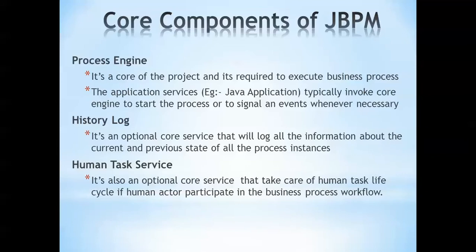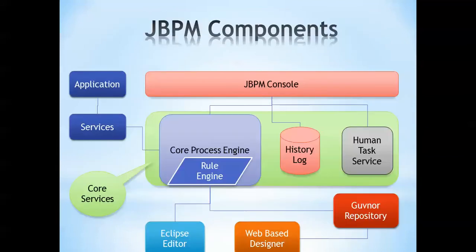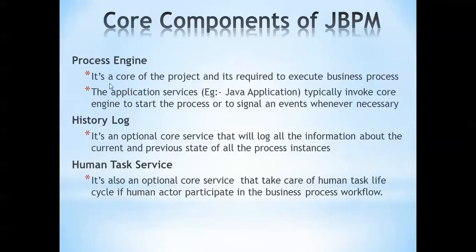So, part of the core components, the process engine. What you're seeing here is the process engine, which comes with the rule engine, and it is the core of the project. It is required to execute the business process. Application services, for example a Java application, typically invoke the core engine to start the process or to signal an event whenever necessary.